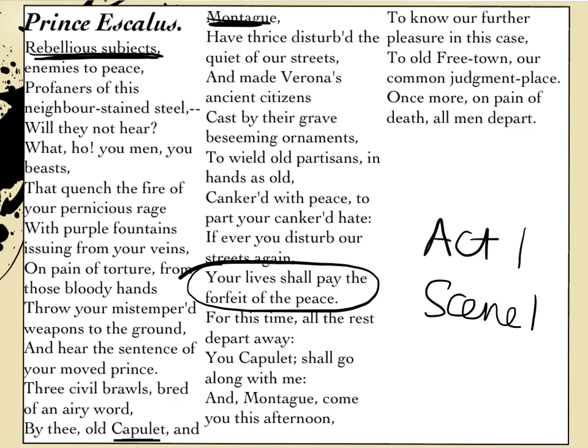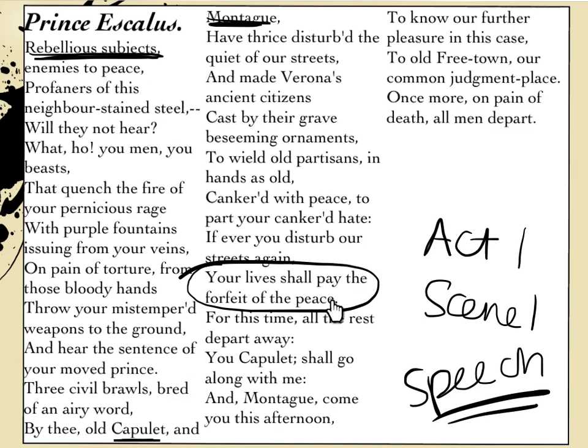So right here, Prince Escalus is threatening the heads of the Montagues and the Capulets by saying that they will pay with their lives if their feud ever causes a fight in the streets of Verona. So you see here, it's a speech, definitely a speech, long enough to be considered one. And he's addressing it to other characters, like we see right here.